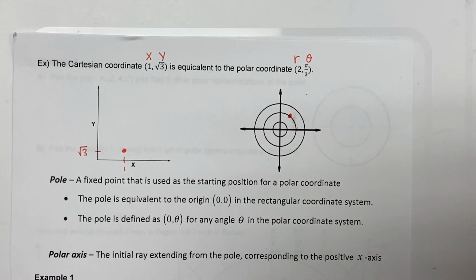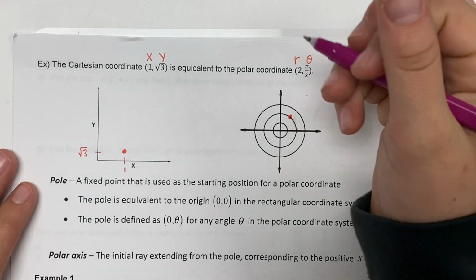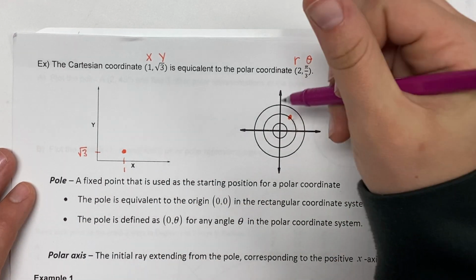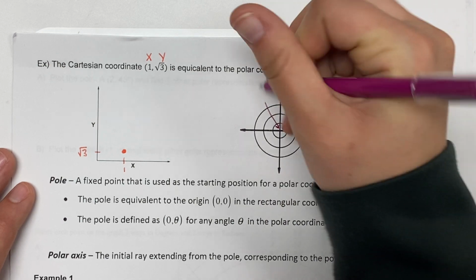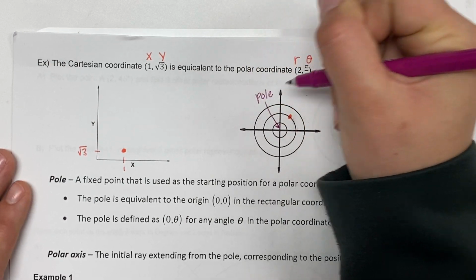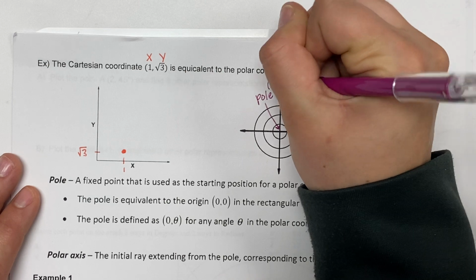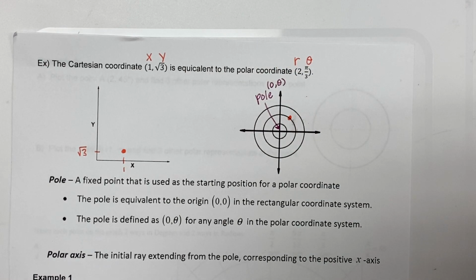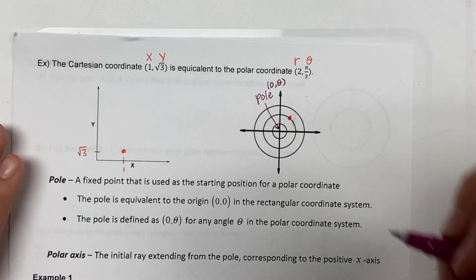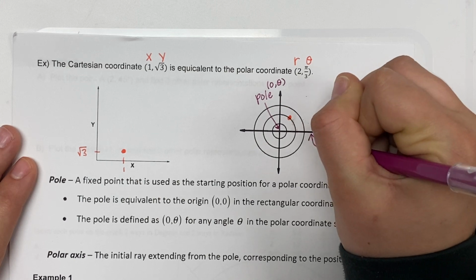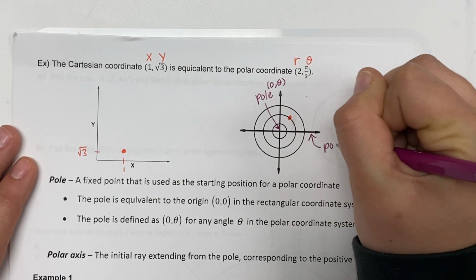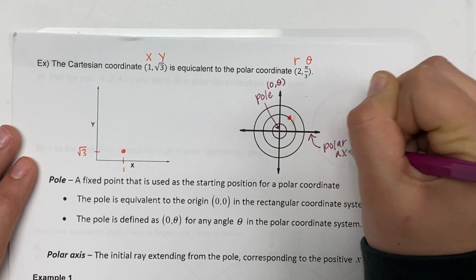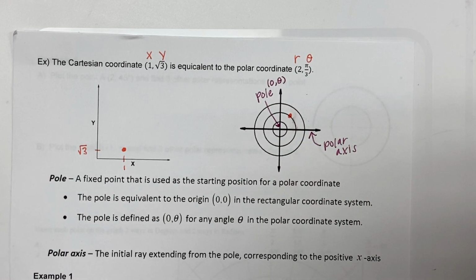Okay, so now some vocabulary. The pole is the fixed point used for the polar coordinate system. So like we have the origin, this 0, 0 guy is called the pole. So that's at 0 and then whatever theta is. And then we have the polar axis. This positive Y side is our polar axis. So anytime we use those words, that's what we're talking about.